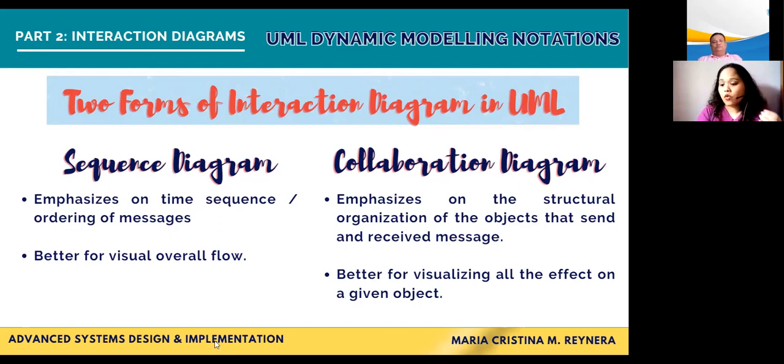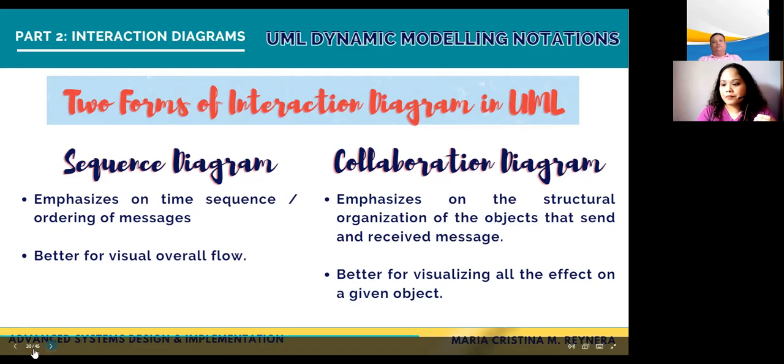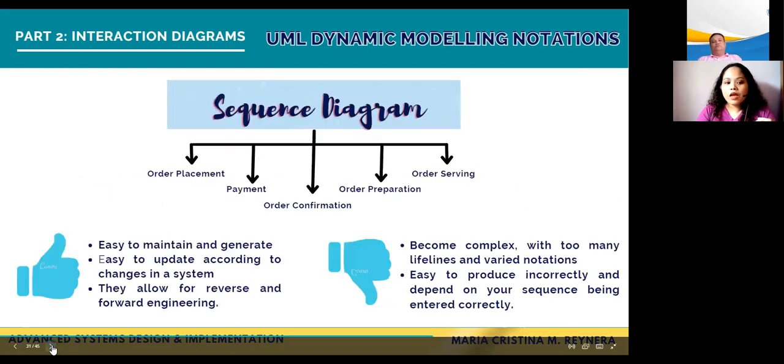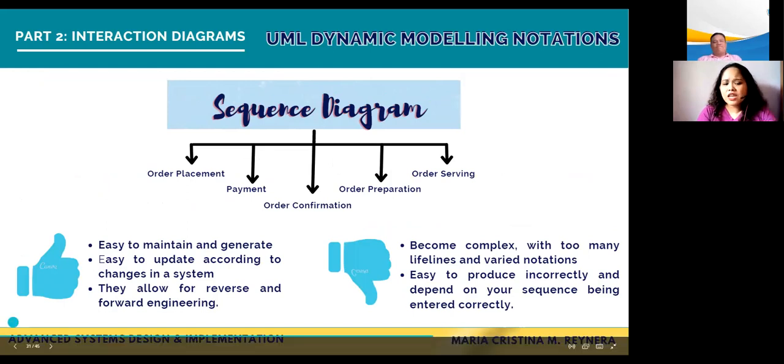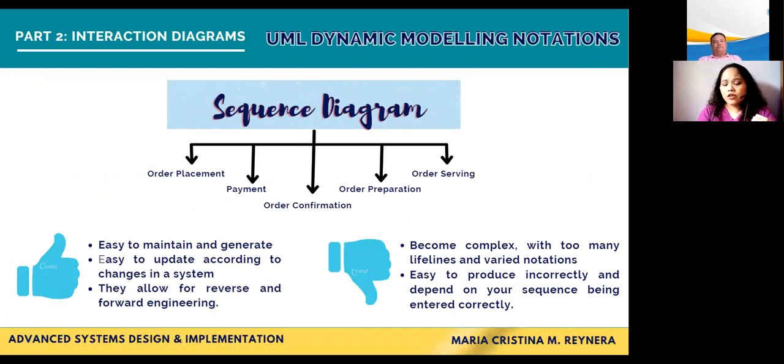Now let's talk first about the sequence diagram. In the sequence diagram, there are always five main events that you can see: order placement, payment, order confirmation, order preparation, and order serving. If the sequence of these events changes, it will cause delay, or if it does not cause delay, it will crash the system. So it is really important to select the notation that matches the particular system within the diagram.